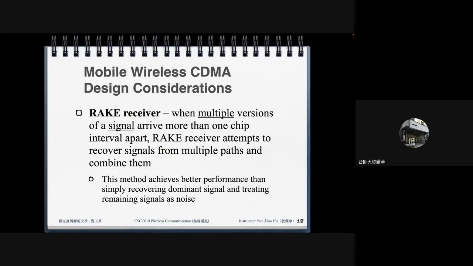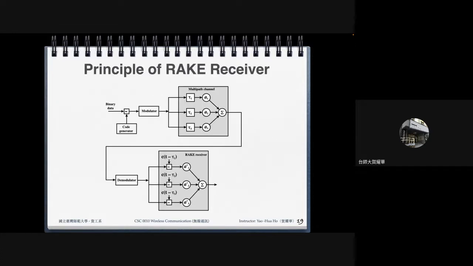One very good design in CDMA is the RAKE receiver, because we still have multiple versions of the signal, multipath, which arrive at different time intervals. The RAKE receiver tries to recover the signal from the multipath and combine them. This method achieves much better performance by recovering the dominant signals and treating the remaining signal as noise. In this case, it combines all the copies of the signal into one. That is what the RAKE receiver is trying to do.